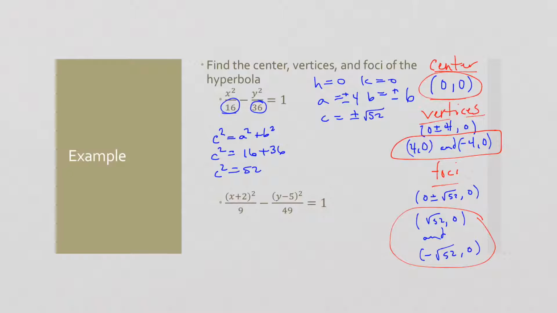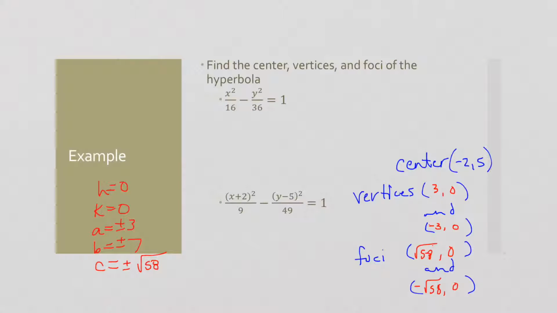Go ahead and pause the video and see if you can find all three parts for the next example. And go ahead and check your answer. Remember, this is a squared, b squared, and then c squared is 9 plus 49, which equals 58. Undo the square. C is plus or minus square root of 58.